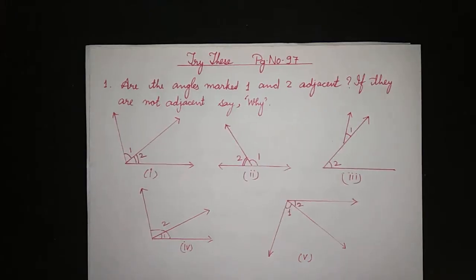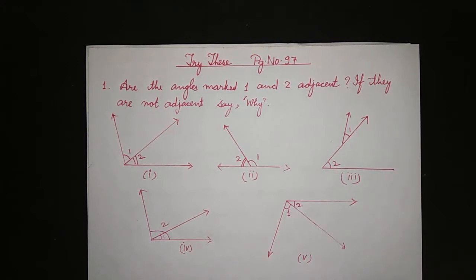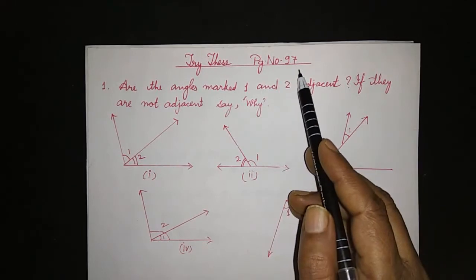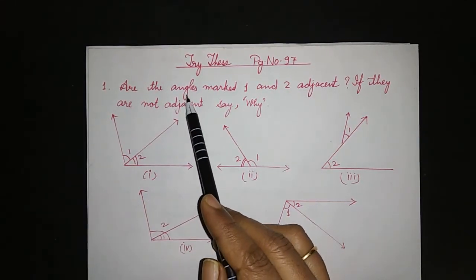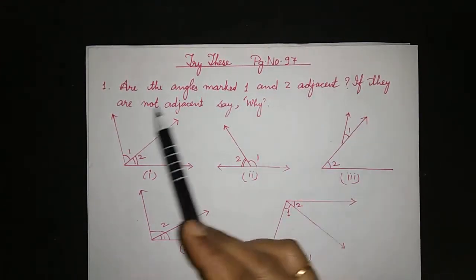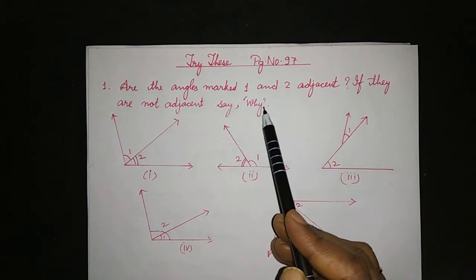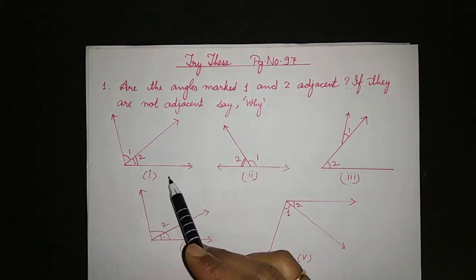Hello students, today we will continue the Try These of Chapter 5, Lines and Angles. See the Try These on page number 97. See the first question. Are the angles marked 1 and 2 adjacent? If they are not adjacent, say why. Here you see the first part of this question.